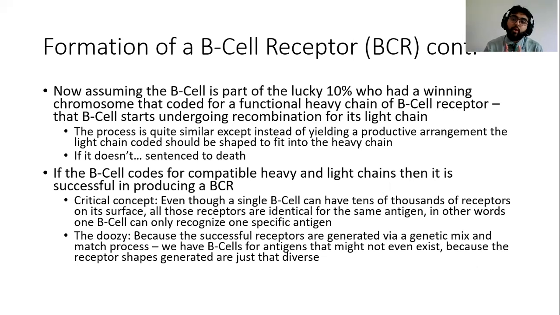However, this time there's an additional requirement. There is already a heavy chain. Not only does the new light chain produced have to be functional, it also has to be able to conformationally fit into the heavy chain, because someone has already set the tone, if you will. The heavy chain set the tone, so the light chain has to be complementary in that regard. And so, assuming a compatible heavy and light chain is produced, both of which are functional, that B cell can be said to have a functional receptor.